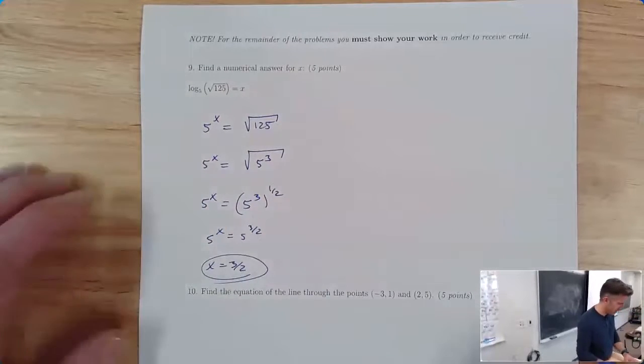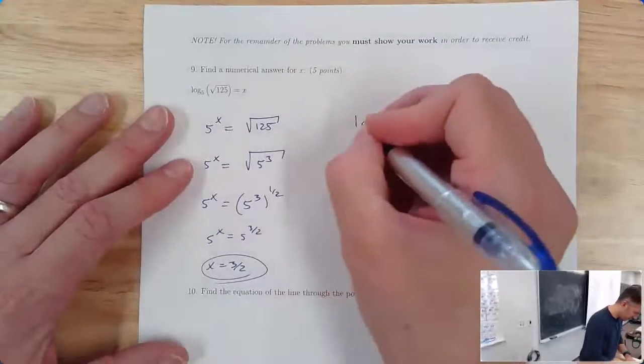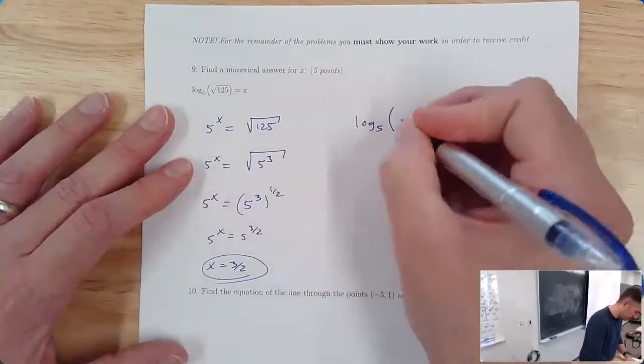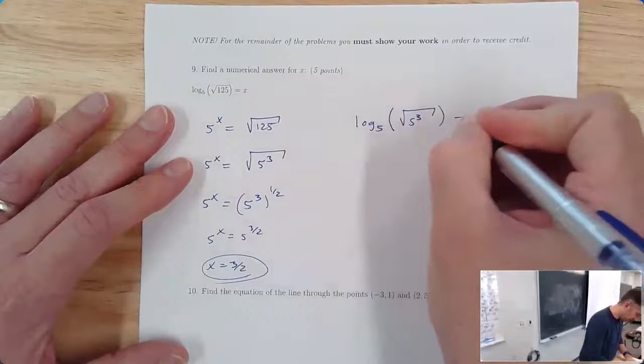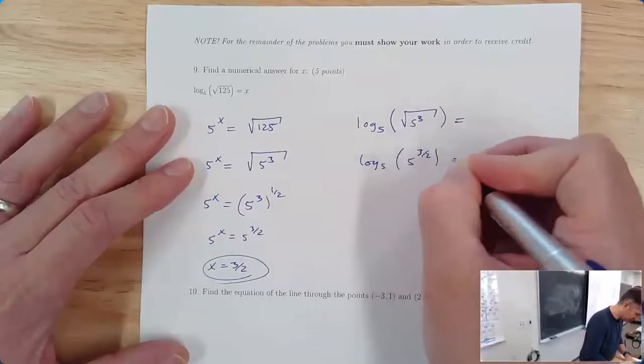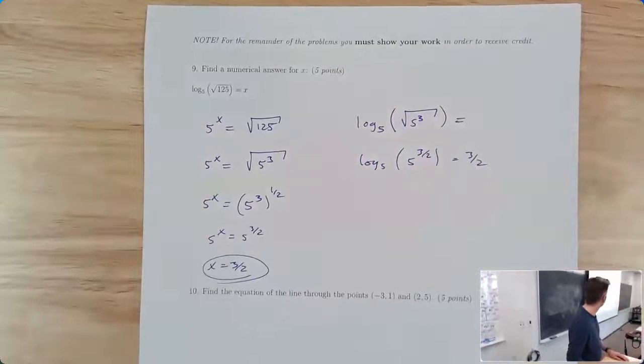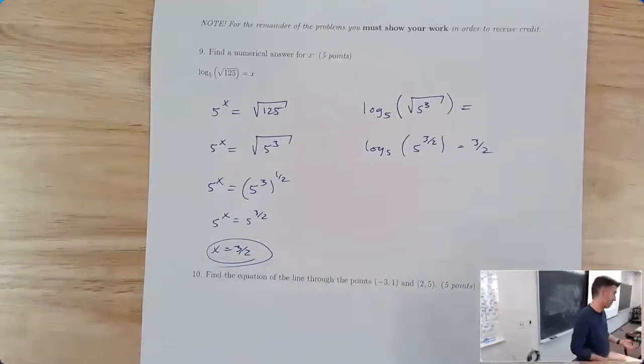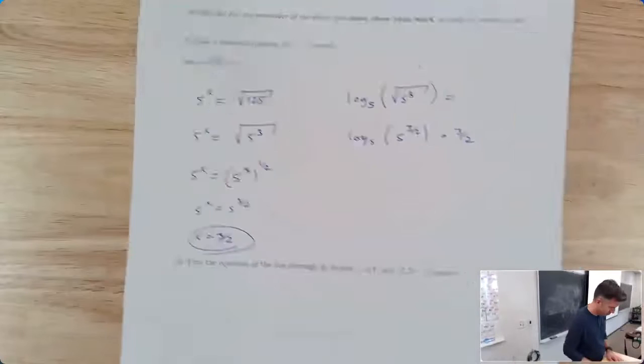Or you could have done this as log base 5 of the square root of 5 cubed, which is log base 5 of 5 to the 3/2, which is 3/2. Yeah. There's probably other ways to do that too.